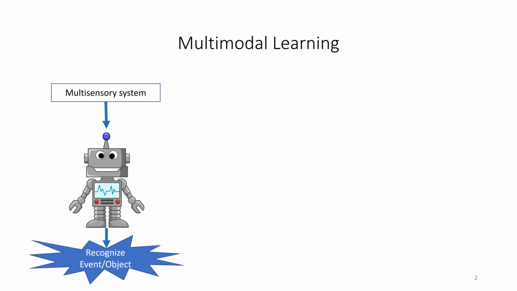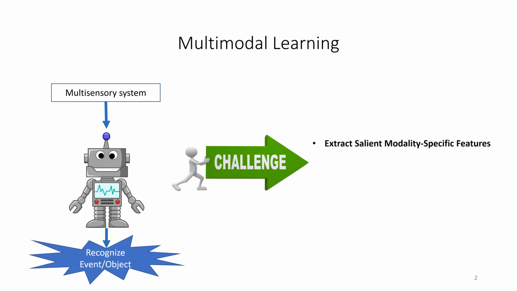But there are some challenges we need to address to effectively utilize multisensory systems to determine, say, an event. The first challenge is how we can extract the salient modality-specific features, and how we can fuse those salient modality-specific features to extract complementary multimodal feature representations. Some approaches have been studied in the literature to effectively utilize multisensory systems. Let's take a brief overview of some of them.